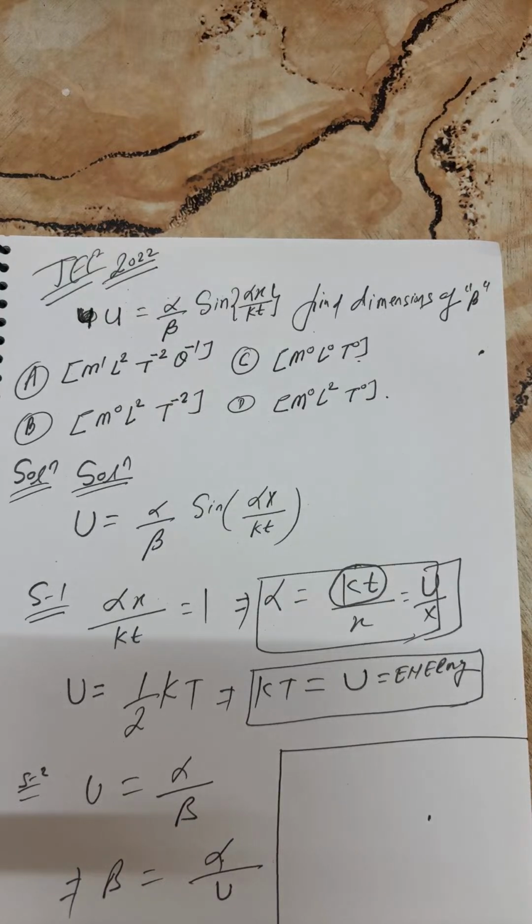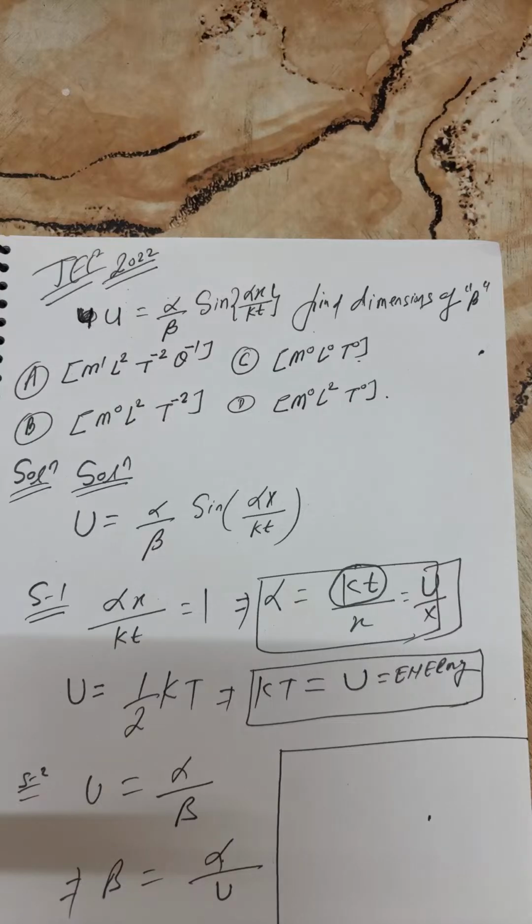Beta is equal to alpha by U. Sir, is it KTG chapter? Yes. Energy density is a normal thing, beta. Energy per unit volume. But I can say KT is a part of KTG, beta.